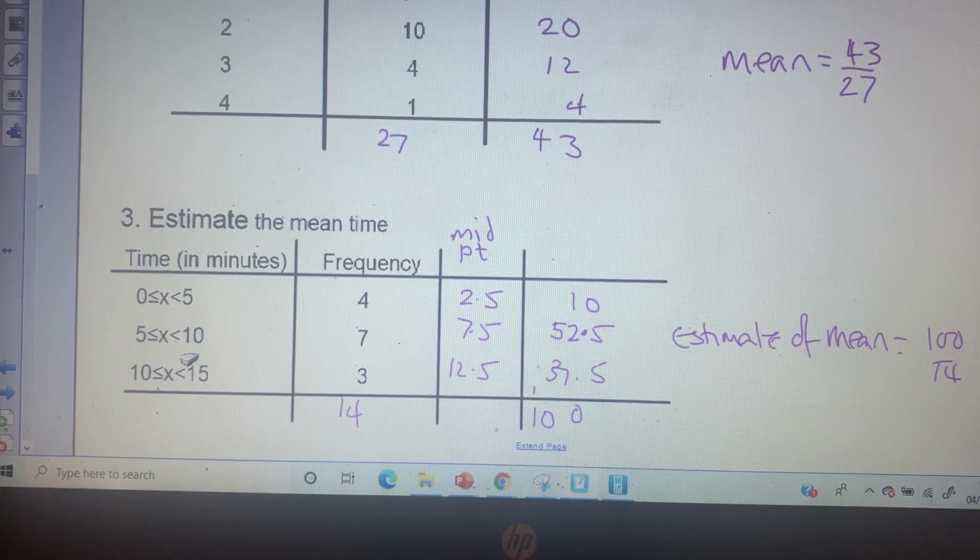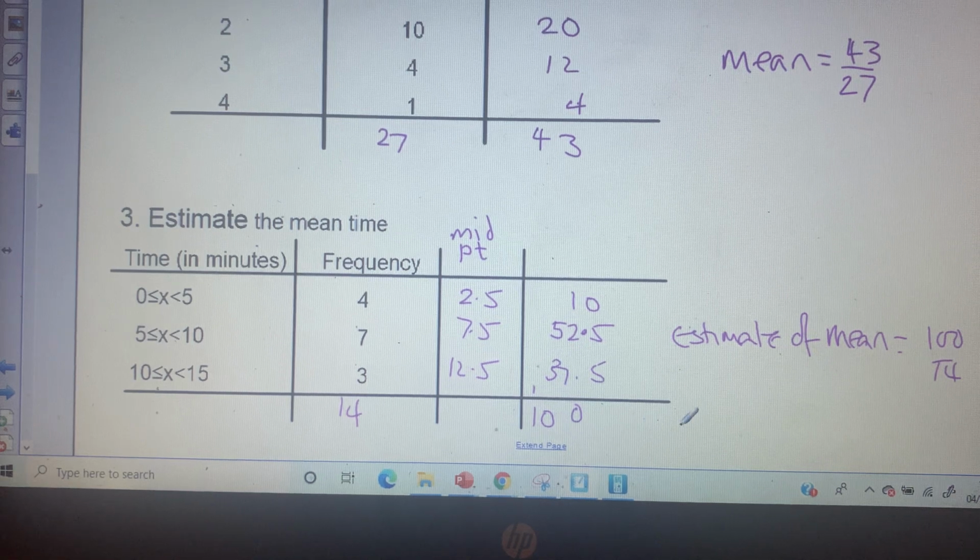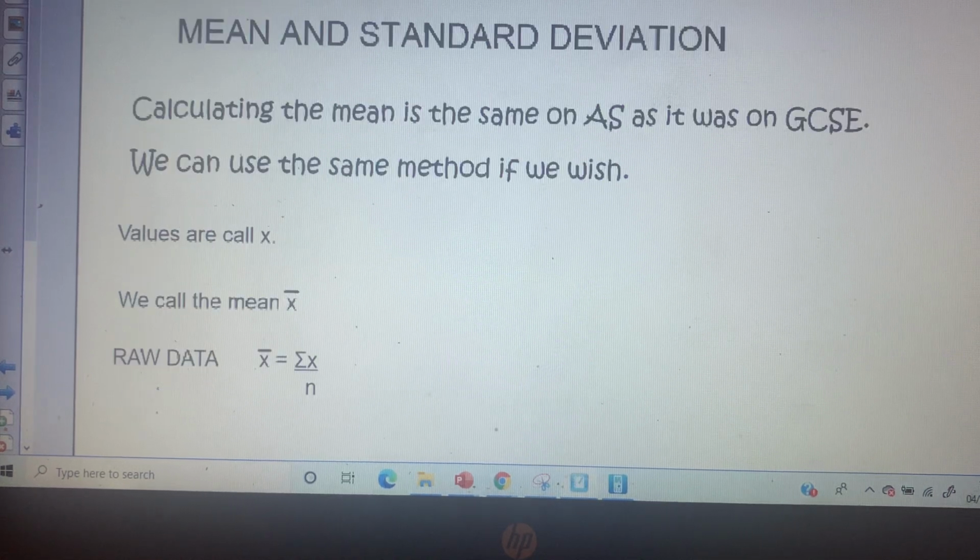So 100 over 14. I'll switch my calculator on, sorry. Stuck in a periodic table there. 100 divided by 14, you can see is 7.1. And that does indeed lie between 0 and 15. Right.